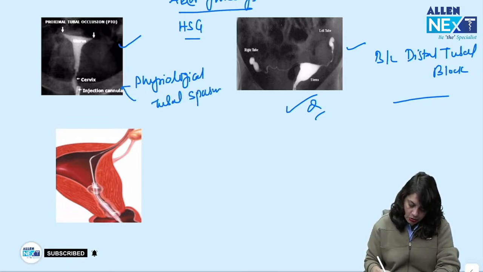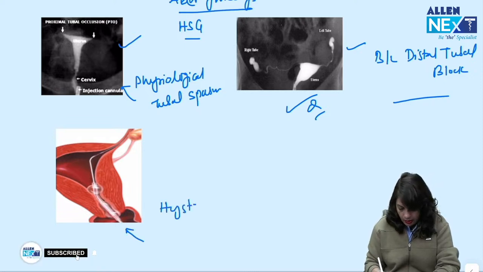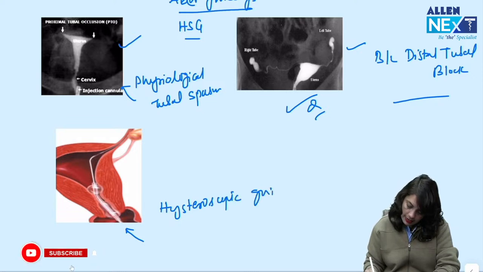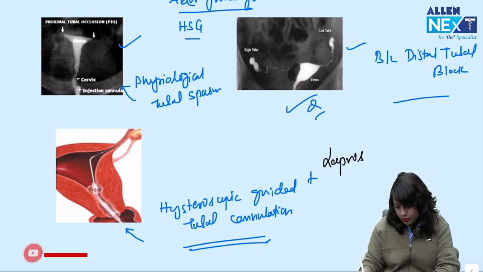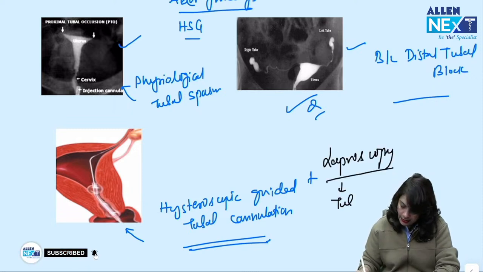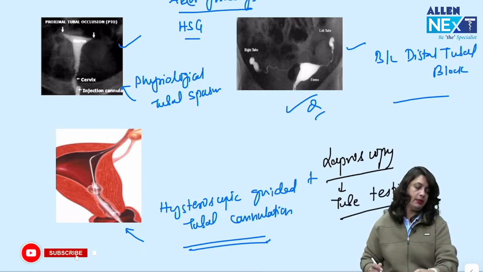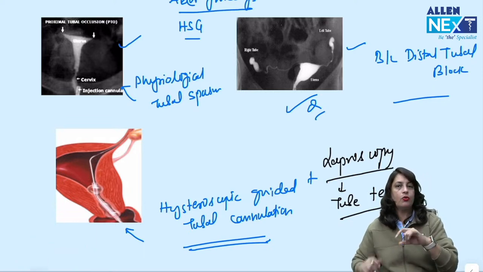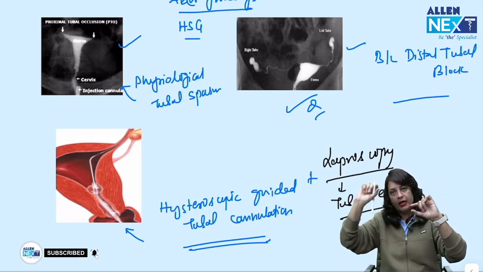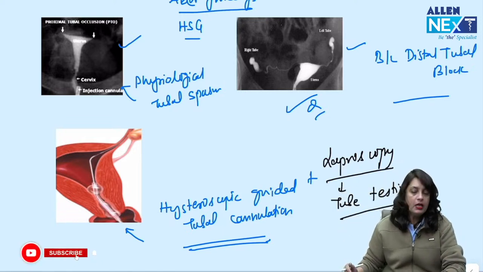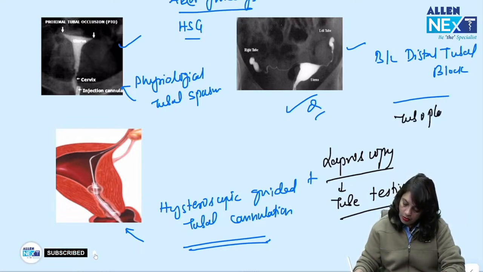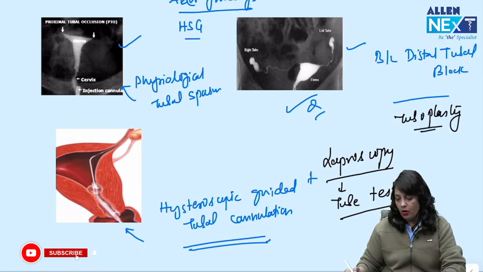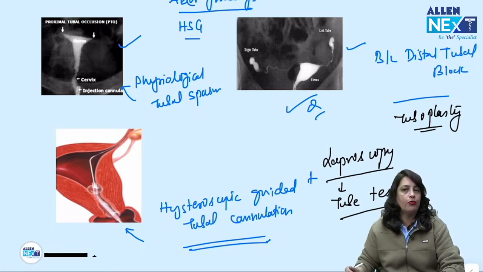So you have to do a hysteroscopic guided tubal cannulation of the fallopian tube, and simultaneously you combine it with laparoscopy because you can do tube testing. You can do tube testing with the methylene blue dye. So, you can cannulate the fallopian tube through hysteroscopic guidance followed by laparoscopic chromotubation. This is a treatment for proximal tubal block. For a distal tubal block, you can go for a tuboplasty using laparoscopy, or if no fruitful results, then you can go for IVF.